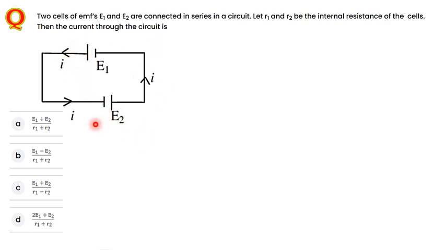Then the total current they are asking about, I, is what? That's what we have to find out here. For this one, I already told you, the cells are connected in series, so the potential is E equal to E1 plus E2, or in terms of potential difference, V is equal to V1 plus V2. From here, according to Ohm's law, V is equal to I into R.